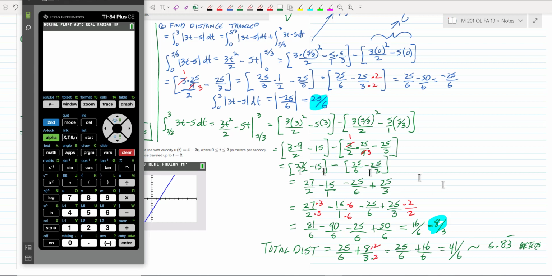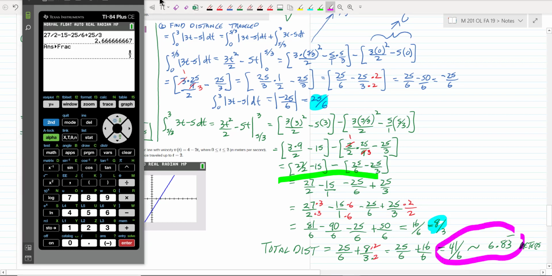If you got down to this stage right here, okay, if you look at this point in the problem right here, if you just went to your calculator and did 27 divided by 2 minus 15 minus 25 over 6, and then plus 25/3. Okay, you'll get a decimal, but then you go math, convert to fraction, and it'll give you 8/3 anyway. So you've got a real quick way to always check and verify your arithmetic. Okay, so this is the final answer of the problem, right here. Here's how you would check the answer.